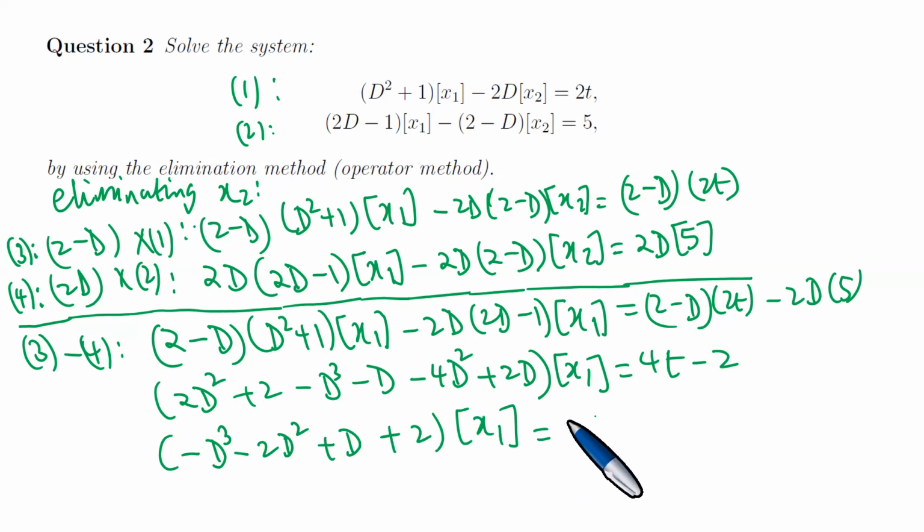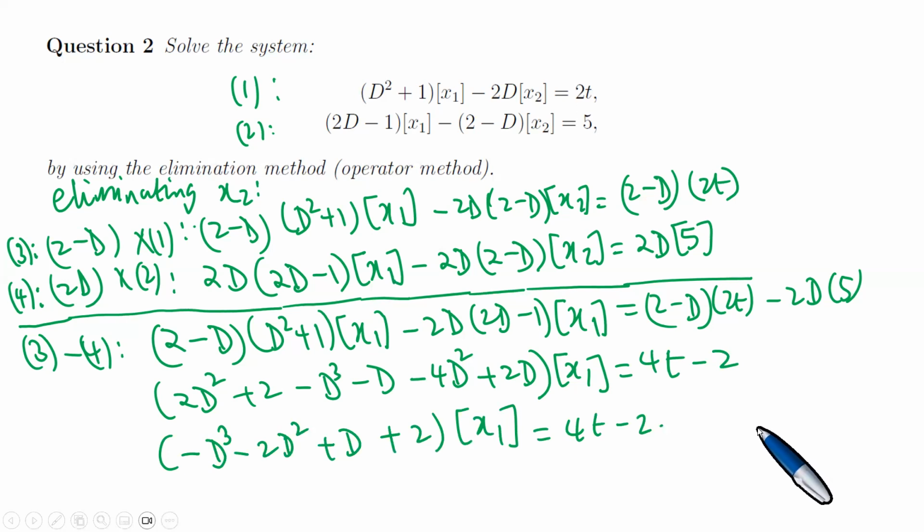Which is 4t minus 2. Okay, we have made progress in just one sort of systematic major transformation of this. We should have used the triangular, but yeah, this is just super, super powerful. Okay, this is how we do it if we have a system to solve.